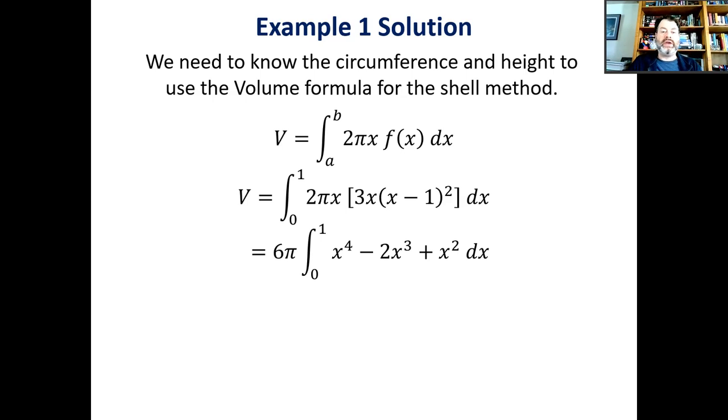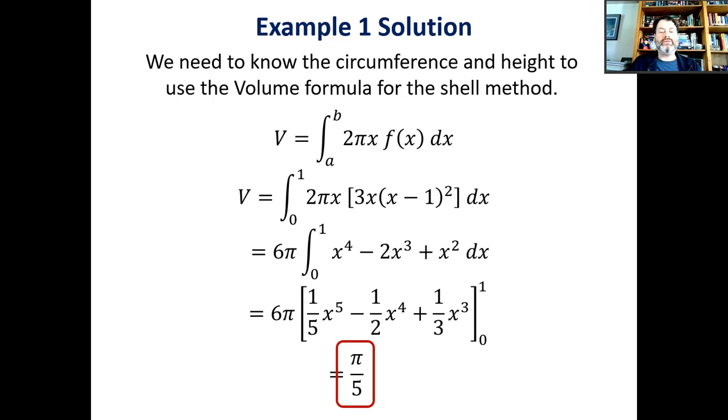So you just FOIL everything out and pull all the constants to the front. Do the integral. And of course, you guys know how to do this stuff from here. Once you get it to here, it becomes a relatively straightforward problem. And as I've stated before, it's more important that you can set these integrals up compared to solving them. So the most important step is right before you do the integral.